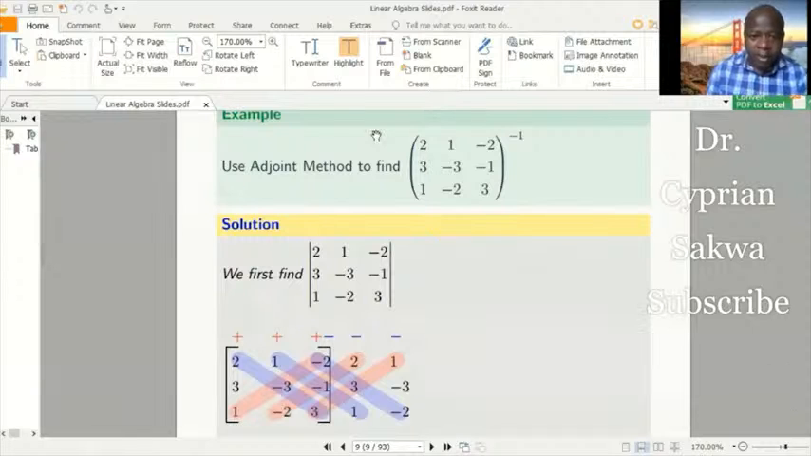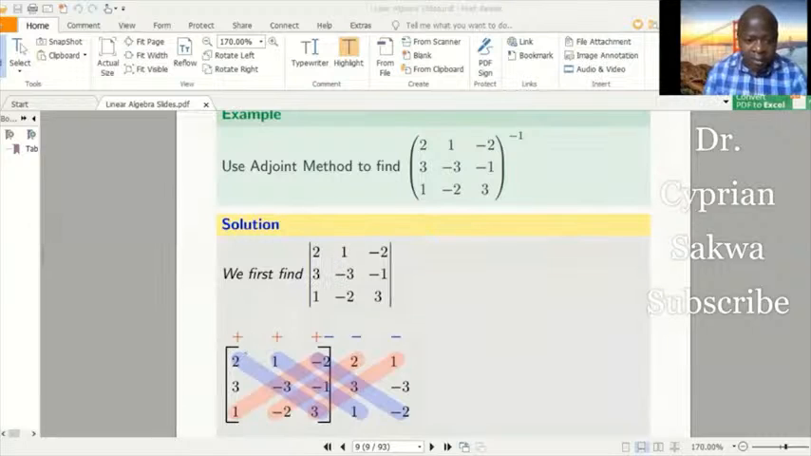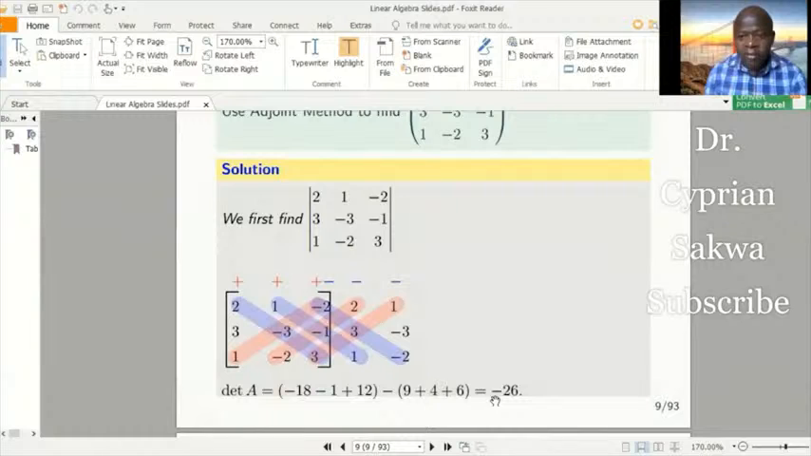Again, I've chosen the method that I said is easier for finding the determinant of a 3 by 3 matrix. We write the matrix here, and then add the first 2 columns, and multiply along this diagonal and add, along this diagonal and add, and this other diagonal and add. Then subtract the product along this diagonal, this diagonal, and this other diagonal. When that happens, we find our determinant as negative 26.